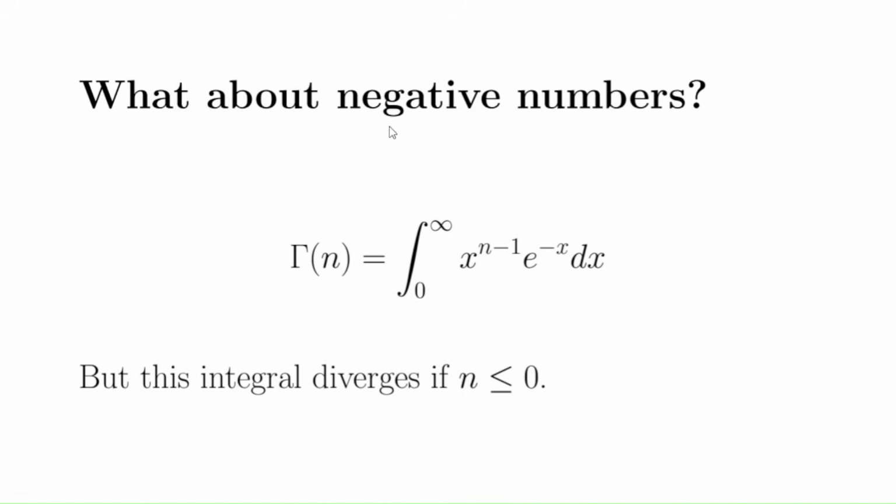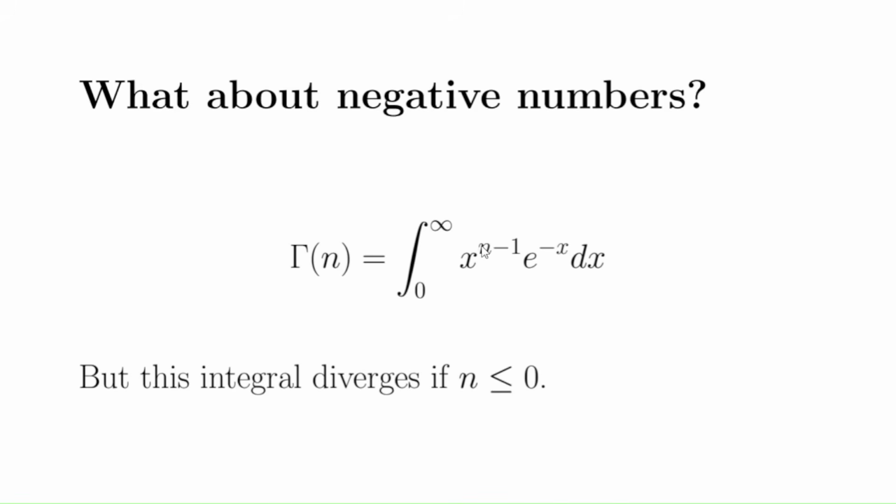All right, now what about negative numbers? Well, remember that we defined gamma of n by way of this integral, but we assumed that n was a positive number. Now, why did we assume that n was positive? Well, it turns out that this integral diverges if n is less than or equal to 0. Now, this is an improper integral, of course, because of the right endpoint here. We're integrating out to infinity.